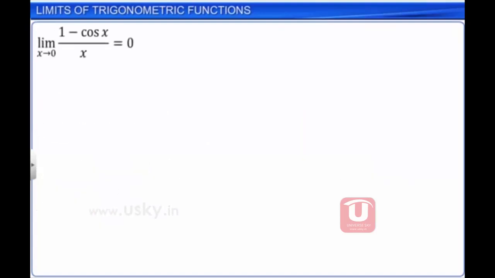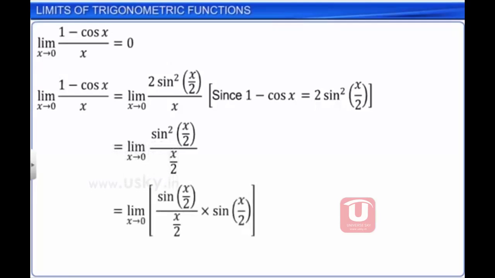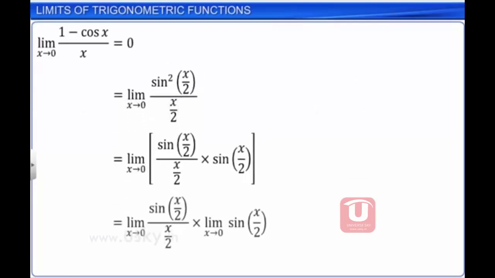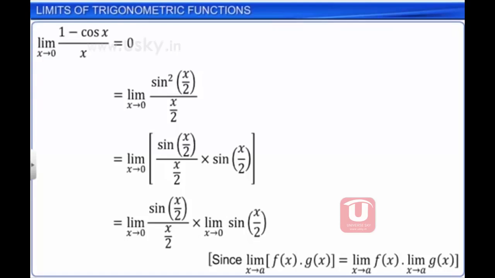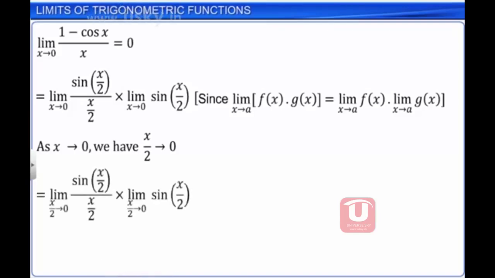Let's look at the second proposition. We will use some relations from trigonometry. We will rearrange the expression of the function as shown. As x tends to 0, x divided by 2 also tends to 0. Therefore, we can write the limit in the first expression as x divided by 2 tends to 0.